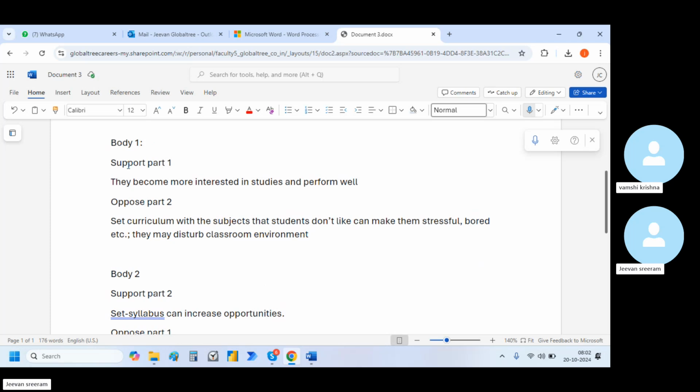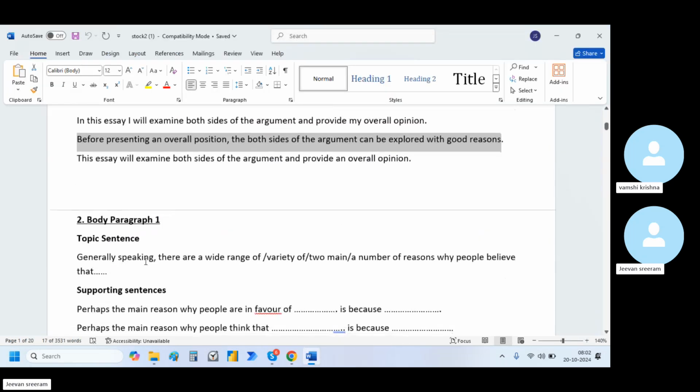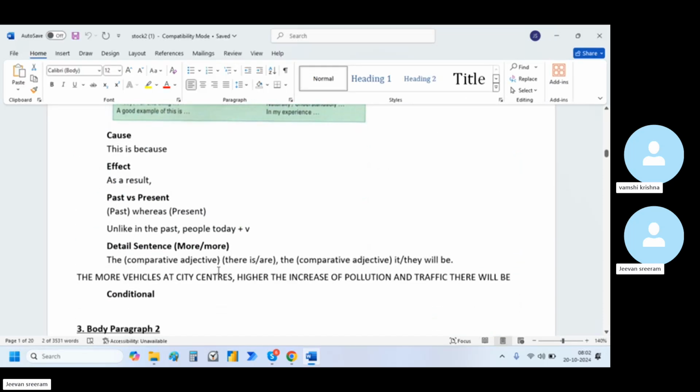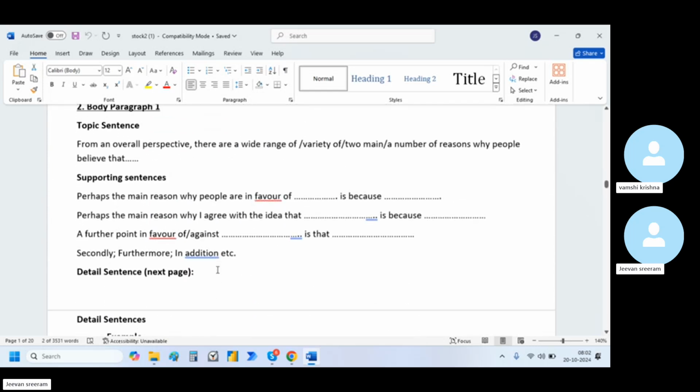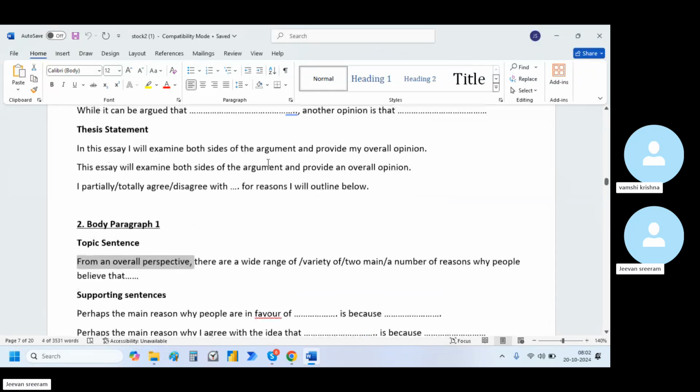You have to support part one, that is allowing the students to study their interested subjects, and you have to oppose part two, set curriculum is not good for the students. Okay, that's what we have to discuss in the first body paragraph. So let me get the stock phrase again from this. You can start with generally speaking, or from my overall perspective, something of that sort as well. Okay, you can actually see from overall perspective in other. Here we go. From an overall perspective, there are wide range of reasons. I'm gonna pick this.